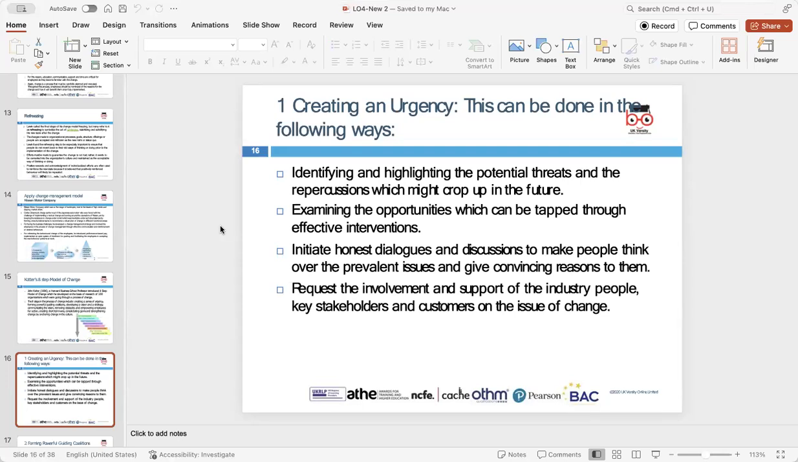Urgency can be created by highlighting potential threats that the organization may face if it continues on its current path. These threats could be external market changes, technological advancements, or internal inefficiencies. So, by identifying and clearly presenting these risks, the organization helps its employees understand why action is necessary.